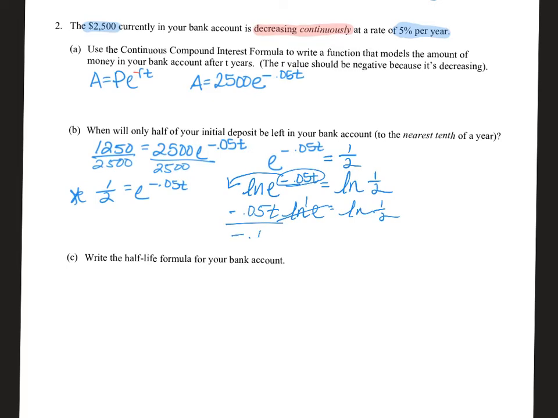And now I'm going to divide both sides by negative 0.05. And then I'm going to put that in my calculator. And when I do, I get 13.9 years. If you need help with putting that in your calculator, just send me a little message.